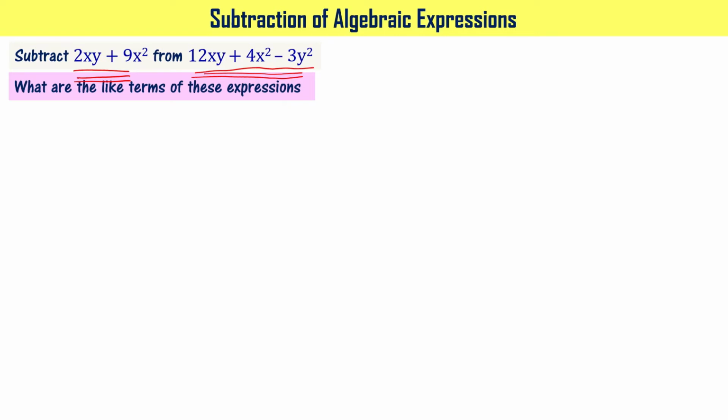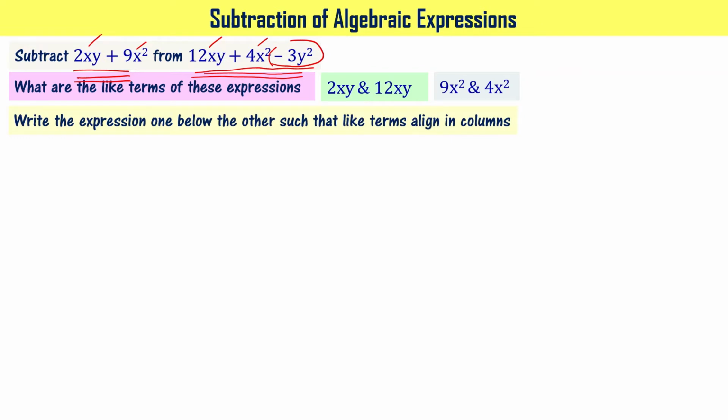What are the like terms in these expressions? We have 2xy in the first equation and 12xy in the second expression, right? And we have 9x square in the first expression and 4x square in the second expression. So those are like terms. So 3y square has no like term in the other expression, right?